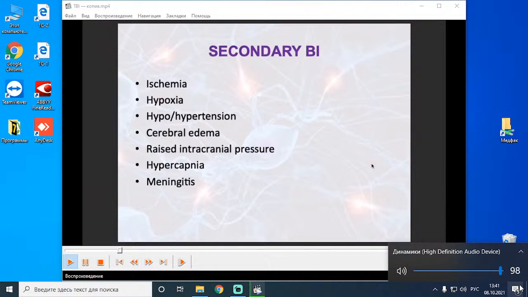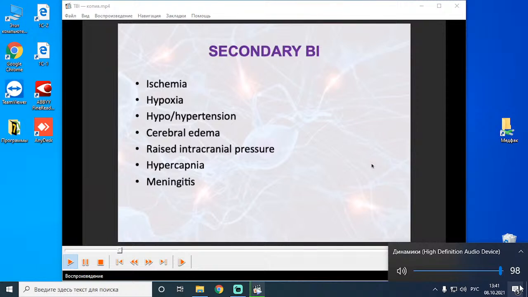Levels of TBI. Mild: loss of consciousness and/or confusion and disorientation shorter than 30 minutes, Glasgow Coma Scale 13 to 15. Moderate: loss of consciousness from 20 minutes to 6 hours, Glasgow Coma Scale 9 to 12. Severe: loss of consciousness of greater than 6 hours, Glasgow Coma Scale 3 to 8.